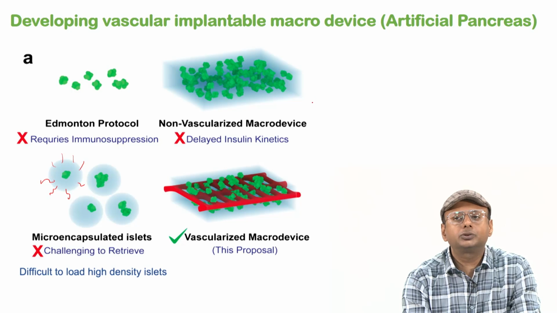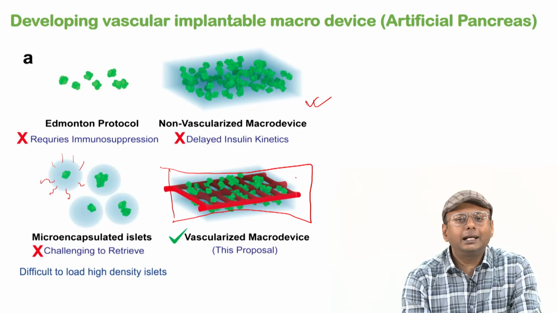So the eventual goal is to create a macro device, but with a non-vascularized macro device, the cells are unable to get proper nutrient support. So the final goal to create an artificial pancreas is to create a vascularized macro device, where there will be a nice vascular invasion or vascular network in the device, and this blood network will basically carry the blood, and as you know, blood carries oxygen and nutrients. So as the blood carries all these required substances, the cells will stay alive for the long term.